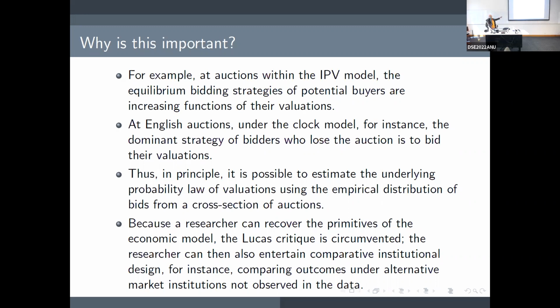But the basic point is, in this world, you're literally changing institutions, right? You're going from, say, an English auction to a first price sealed bid auction for whatever reason. If you just looked at the average price at a bunch of English auctions and then tried to make some prediction about what would happen at a first price sealed bid auction, that has to seem at least odd to most of you by now. But 40 years ago, it wasn't obvious.